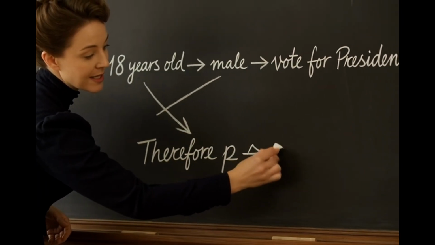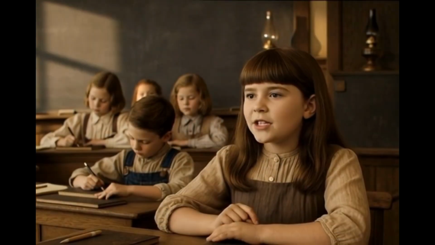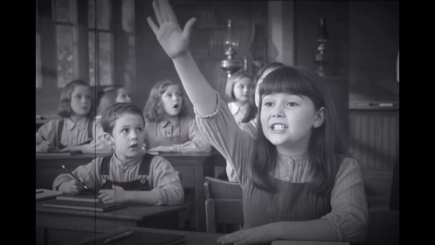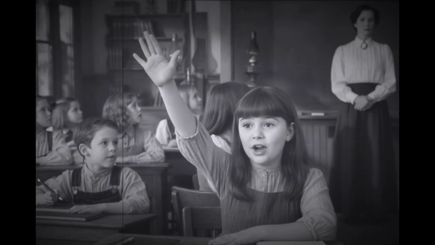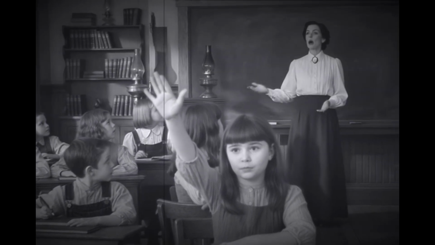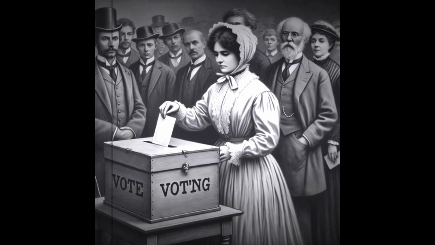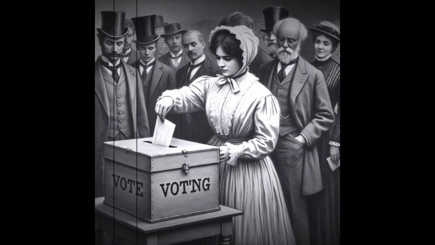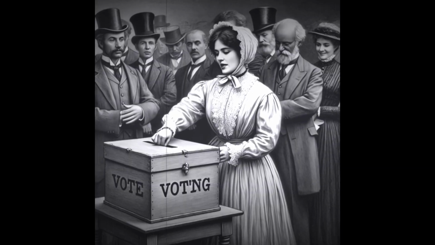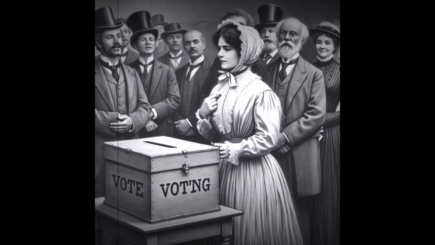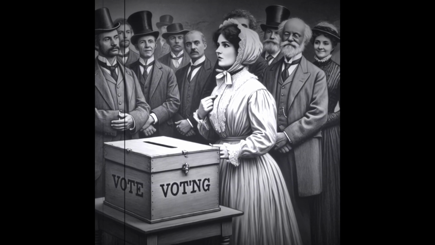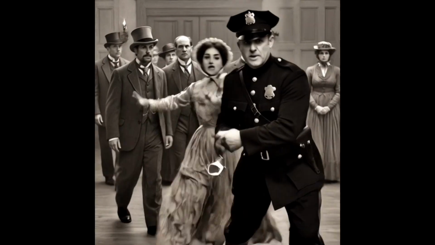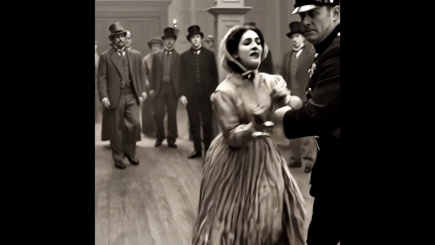Citizens vote for president. Teacher, may I ask a question? But what about Susan B. Anthony? She was a citizen and an adult, but she was arrested for voting in 1872. A very important question, Becky. Let's discuss. I cast my vote for equality. My voice is heard, a right long denied and secured for all. What is the meaning of this? You are under arrest for disorderly conduct. This is an outrage! I have done nothing wrong!